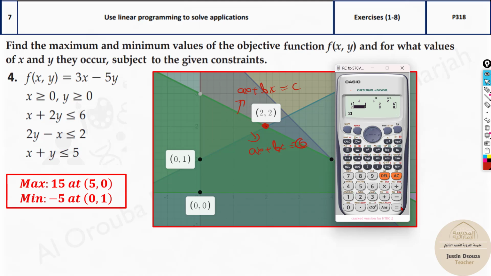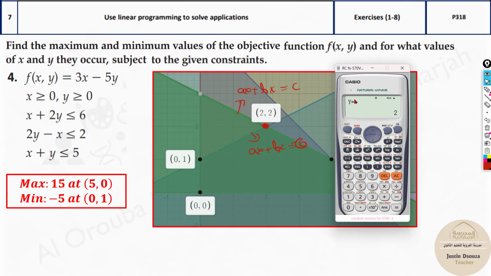Now write the coefficients of x first. Remember, a is always x. If you write 2, it's wrong. So I need to write minus 1, then comes 2, and lastly we have 2. See, ax plus by equals c. Now the vertex is 2, 2. That's how we get it.